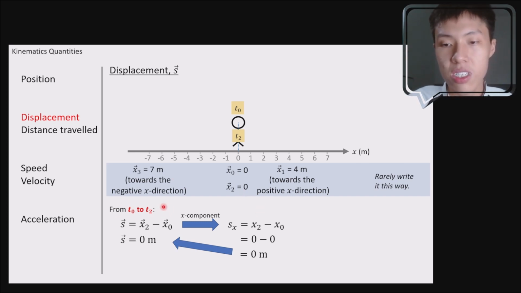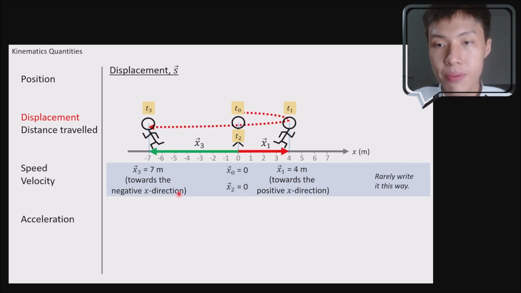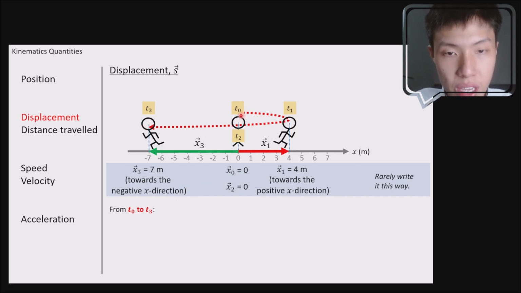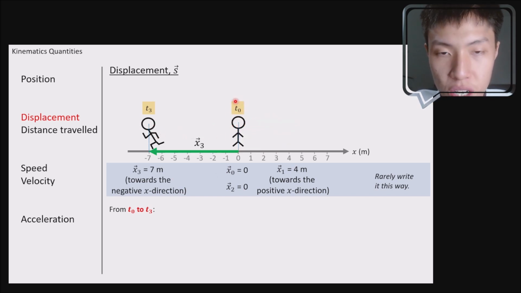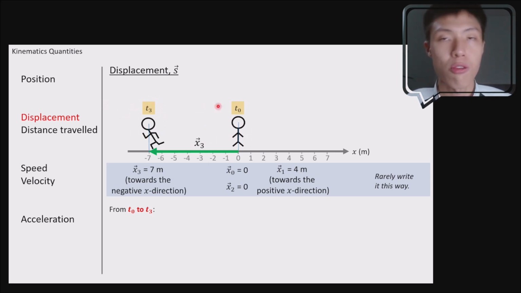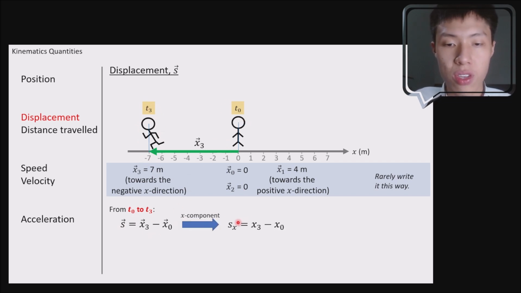Okay, so that's t0 to t2. Another example, let's say you want from t0 to t3. Again, we don't care about what happened between t0 and t3, so let's remove it. We only care about where he or she is at t0, and where he or she is at t3. So this is the only information that we need. So let's try to find the displacement. The displacement is again, final x3 minus initial x0. So if you resolve, then you should get Sx equals x3 minus x0.